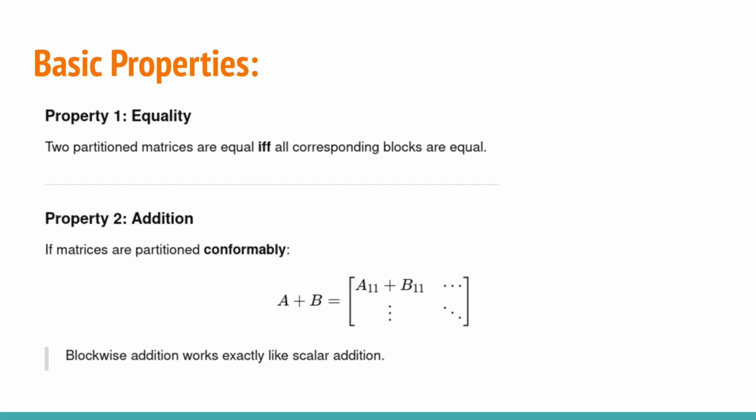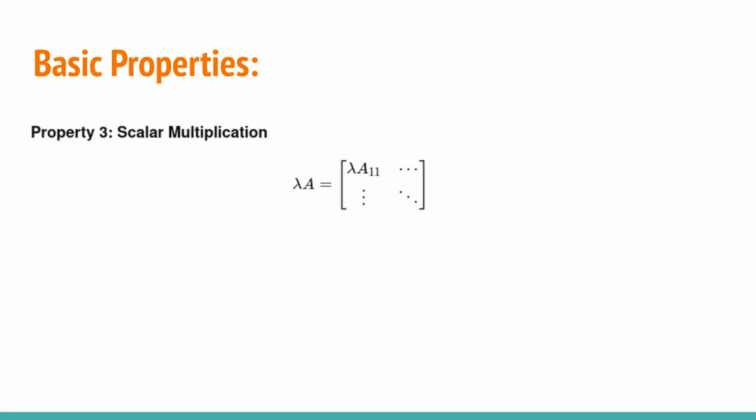For equality, two partitioned matrices are equal if and only if all corresponding blocks are equal. For addition, if matrices are partitioned conformably, blockwise addition works like scalar addition. Property 3 covers scalar multiplication. Multiplying a partitioned matrix A by a scalar lambda simply involves multiplying each block A_ij by lambda.